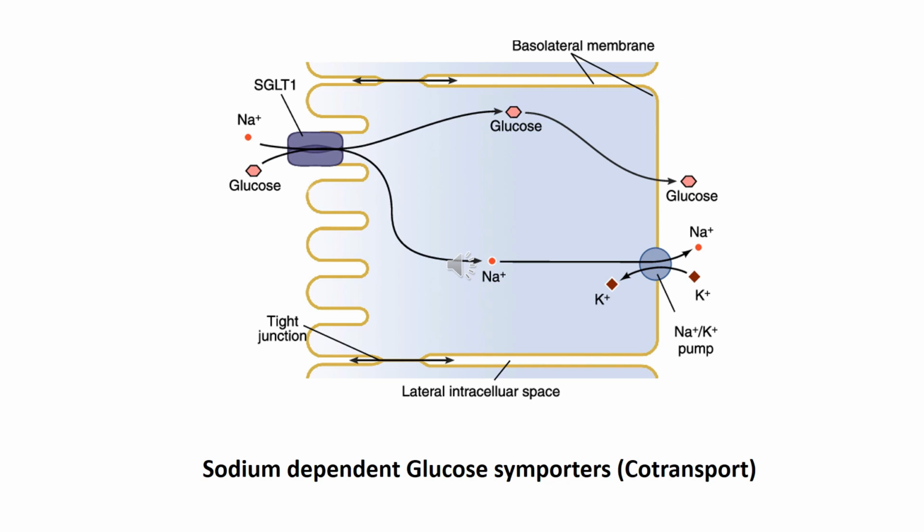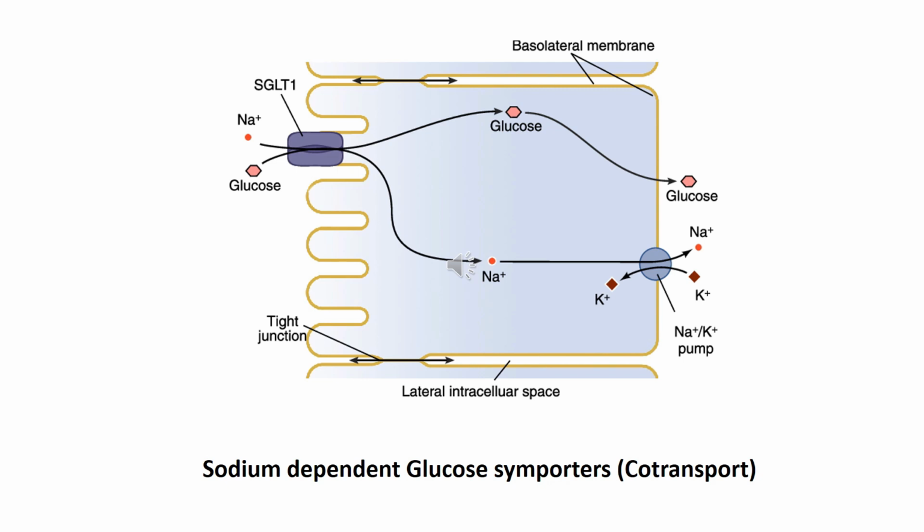It functions against the concentration gradient. The carrier has low affinity for external glucose before sodium binds. After glucose binds, a conformational change occurs and presents glucose and sodium inside. The unloaded carrier undergoes a conformational change and exposes the binding site to the external surface.